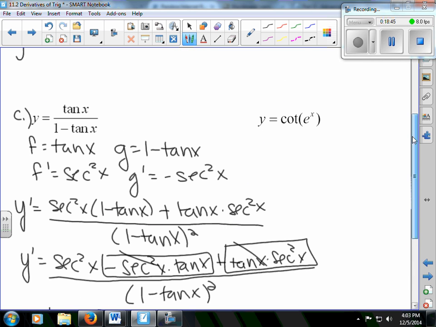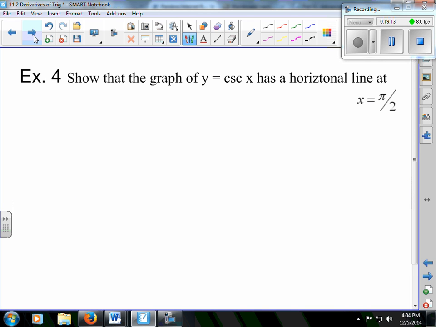And now I'm going to leave the last one for you. I will tell you it is not a product, right? This is not a product. This requires the chain rule, not the product rule. Remember, a product is something with x times something with x. This is the cotangent of e to the x, and so you have that inside-outside. So leave this one for homework. Okay, last question.